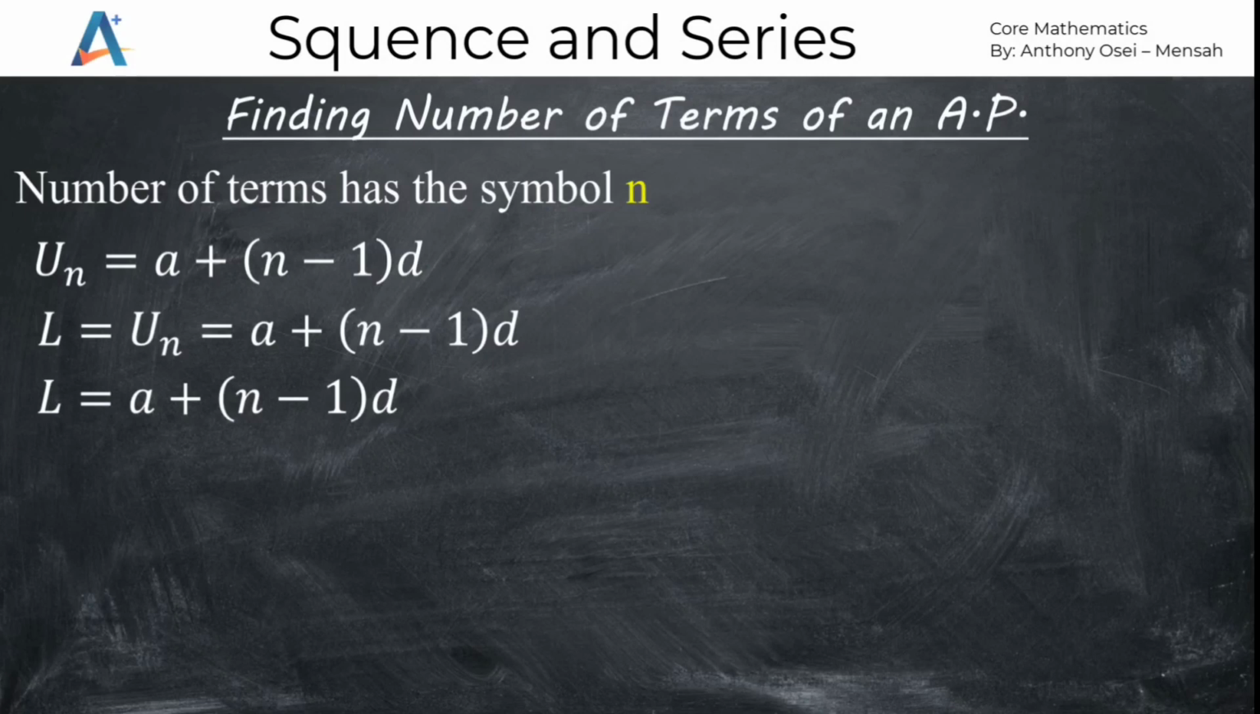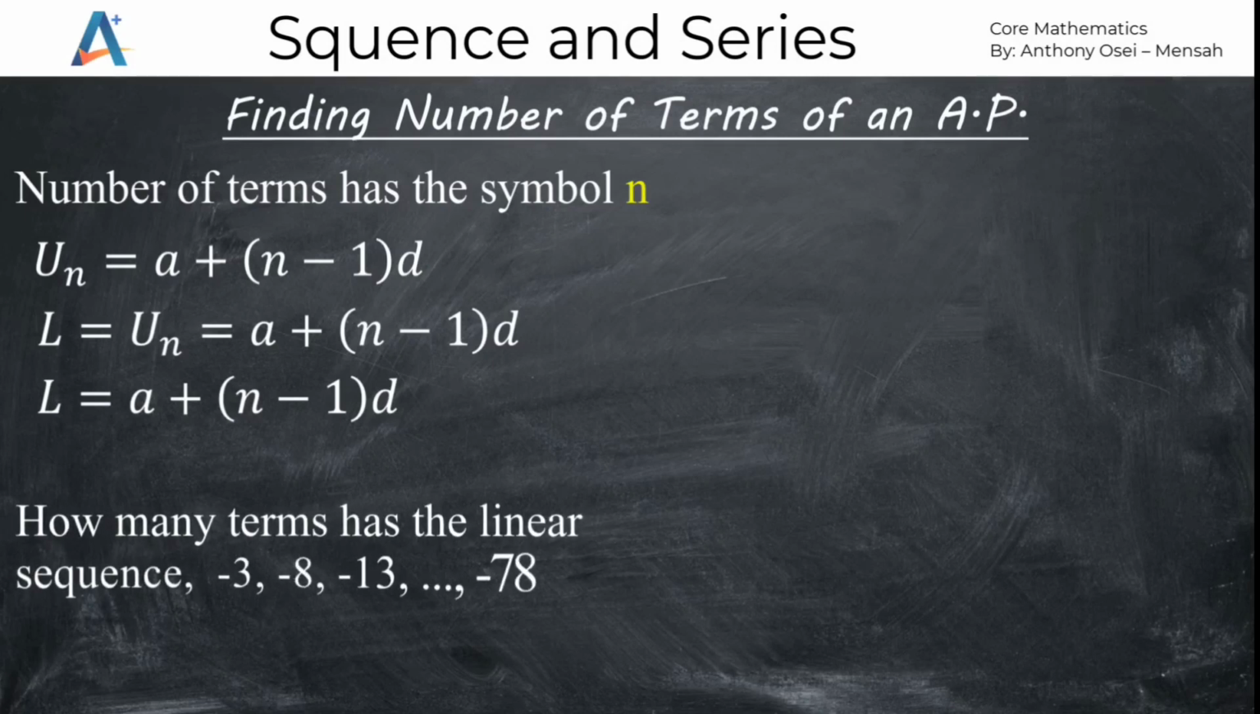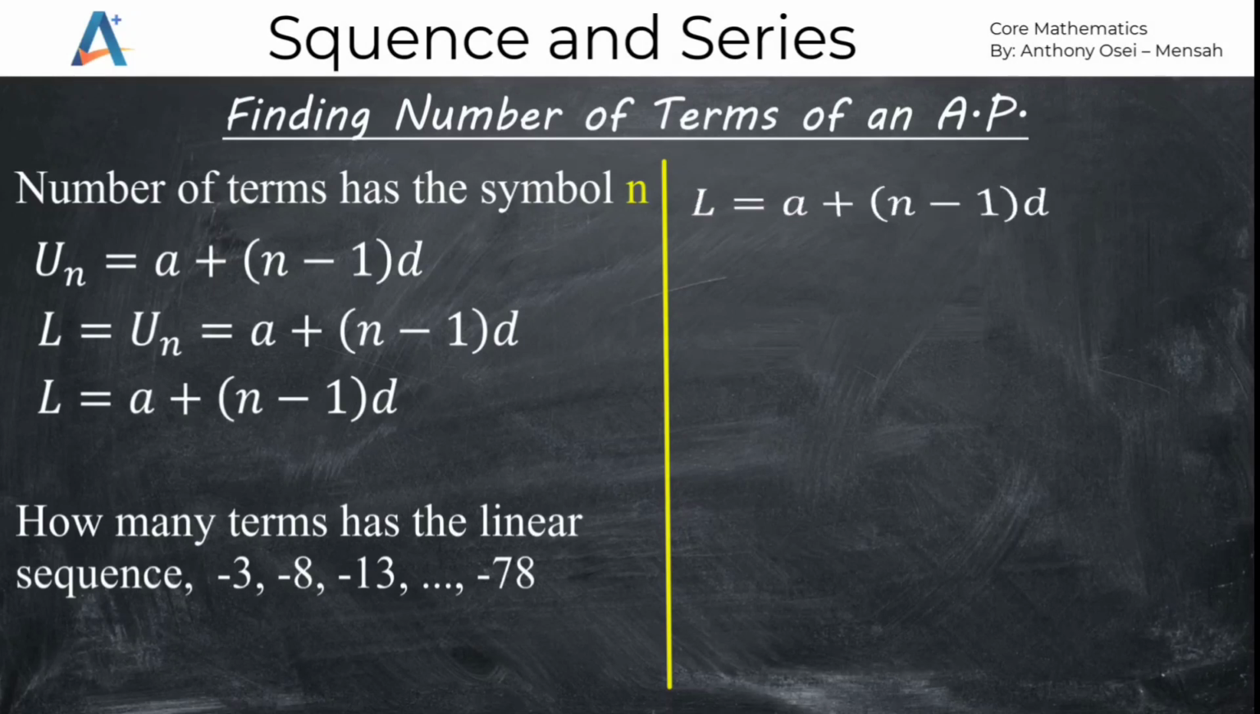Now in this question it reads, how many terms has the linear sequence -3, -8, -13, and then the omissions in the middle to -78? Now how many terms means you are finding the number of terms of the sequence. Now to use that, we always need the last term formula, which is equal to a plus n minus 1 times d, because the last term formula is the same as the nth term. Now from the sequence, the last term is -78.